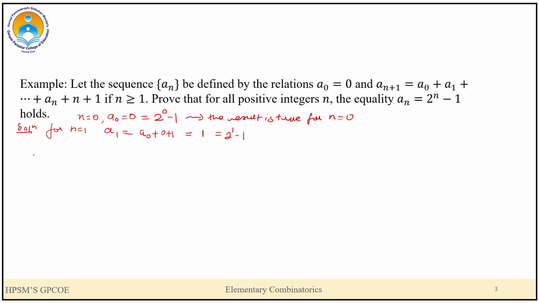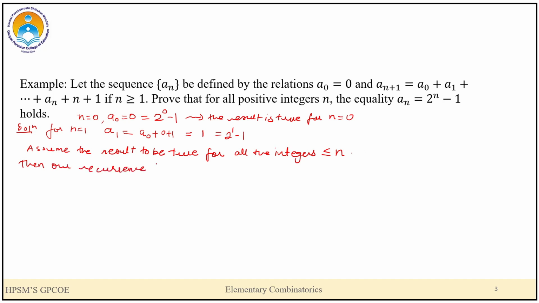Next, we assume that the result is true for all the positive integers which are less than or equal to n. So assume the result to be true for all the integers less than or equal to n. Then what do we get? So then our recurrence relation an plus 1, which is equal to a0 plus a1 up to an plus n plus 1.